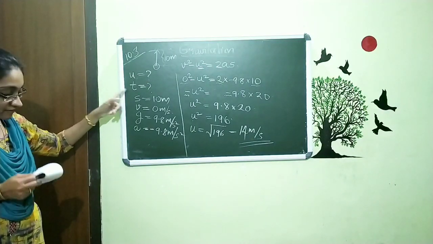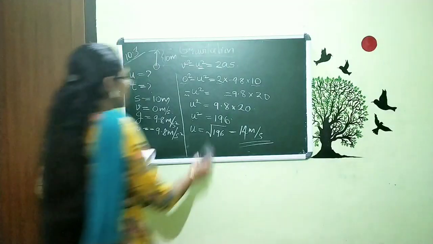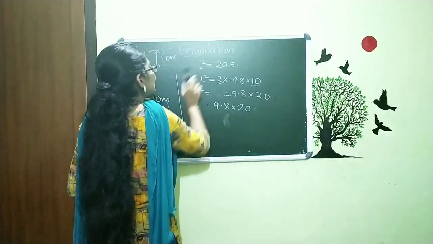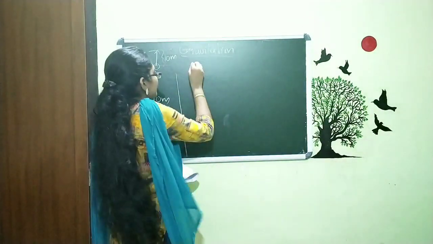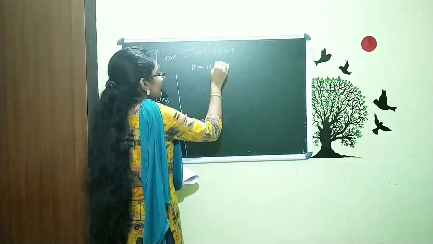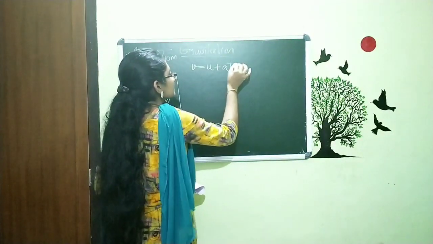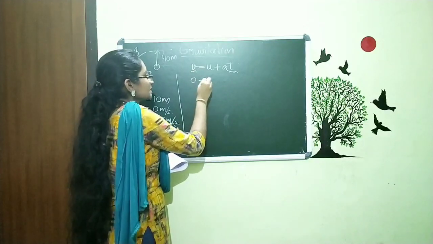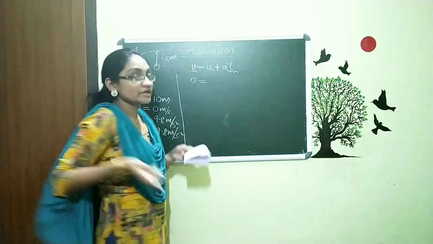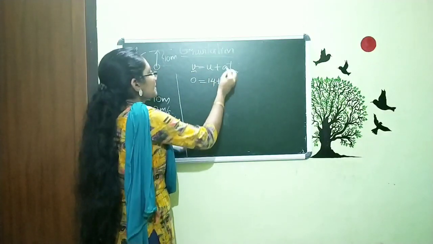And the second question is, we want to find the time. How can we find the time? For that, we are selecting the equation v is equal to u plus at. And we want to find this t. So this v is what? 0. 0 is equal to this u, we already found it, it is 14 in part A. 14 plus, what is this a?